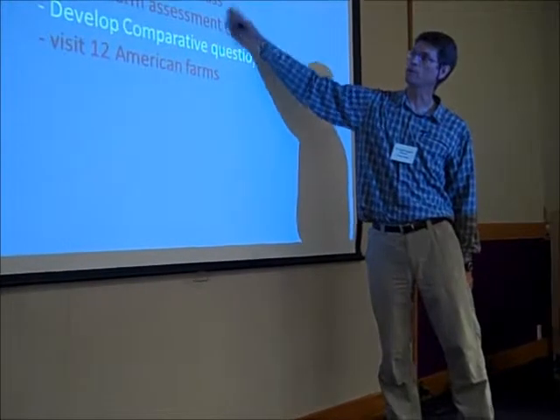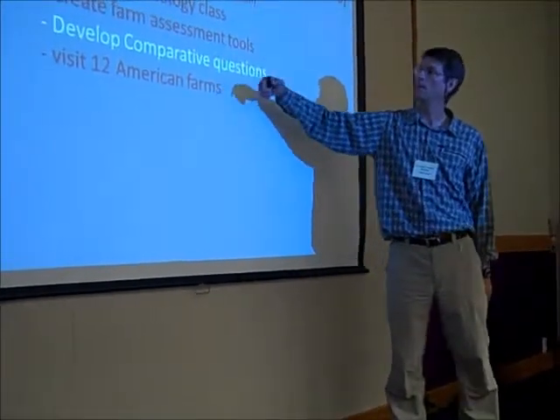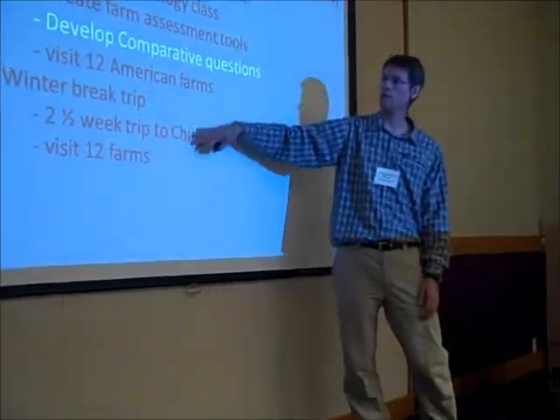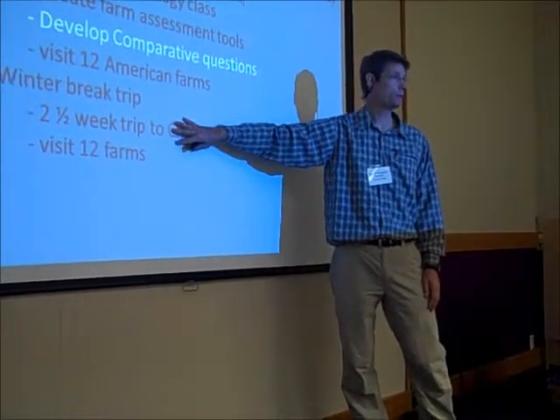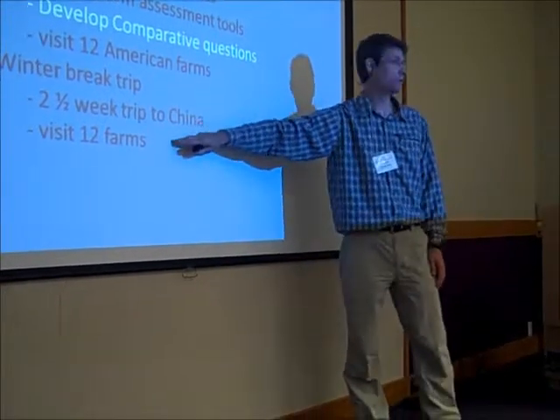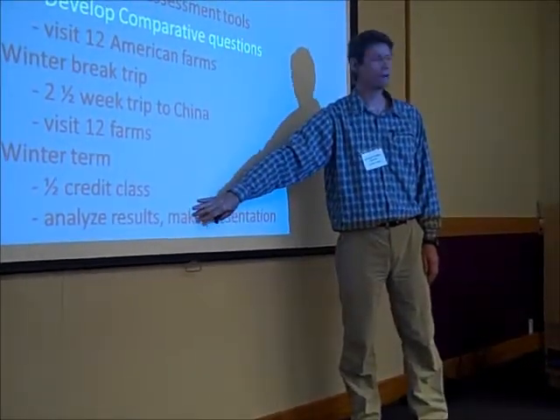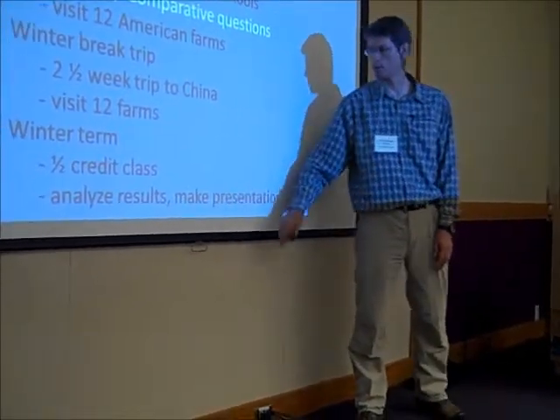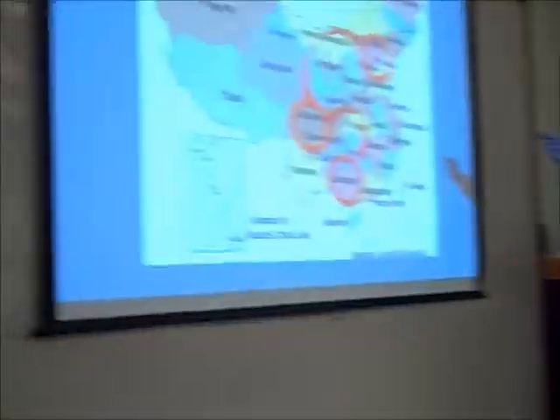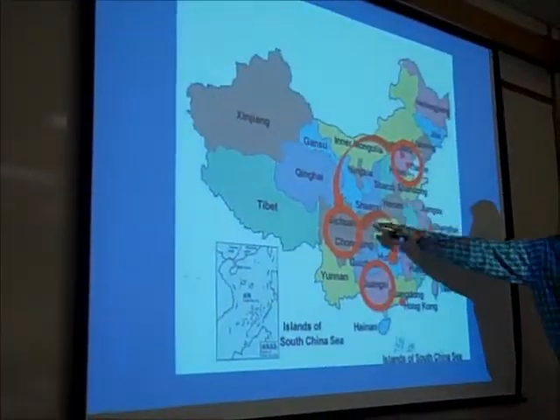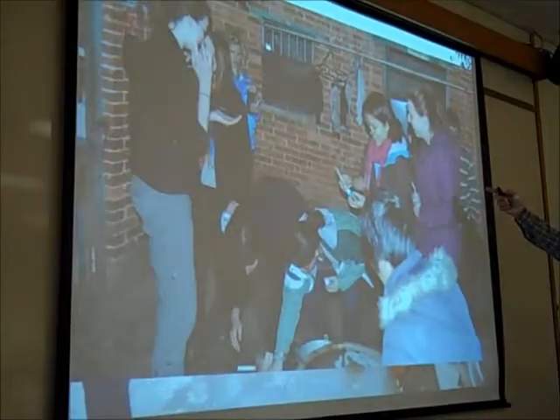So this is a fall term class. We have a trimester system, so we have a winter break trip, 2.5 weeks. We go to China. We visit 12 farms there. And then we have a small class, a half credit in winter term. We analyze results. We make presentations. We went to 3 different places, starting in Beijing.